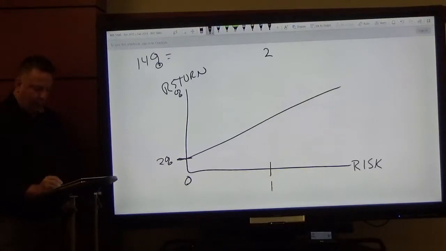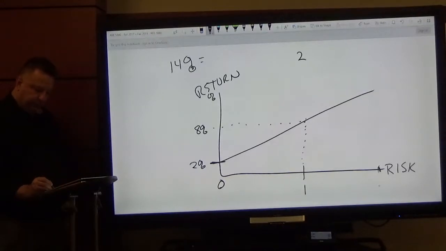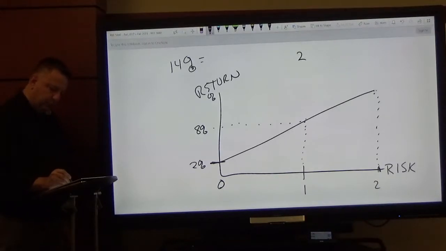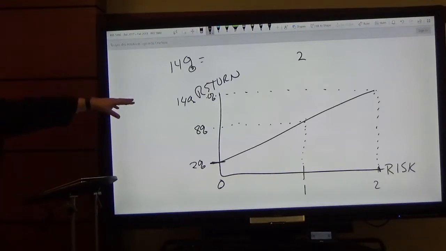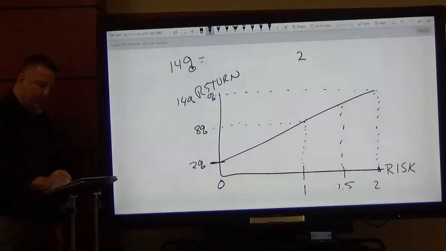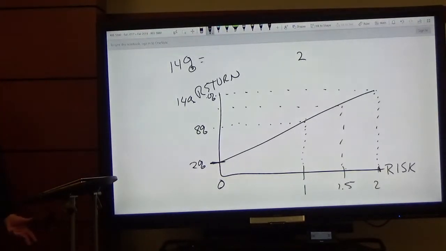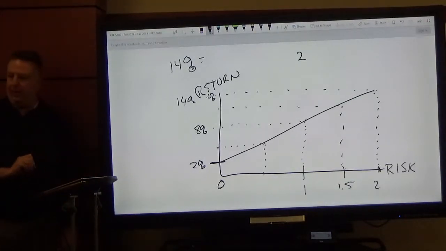At a risk of 1, we said it was going to be what? 8%. A risk of 2, be 14%. Okay? So in other words, all that little formula is doing is just mathematically representing this. So that if we were to say, oh, the risk is 1.5 times greater, then it's going to be something between 8 and 14%. You follow? Or if it has half of the risk, then it's going to be somewhere between 2 and 8%.